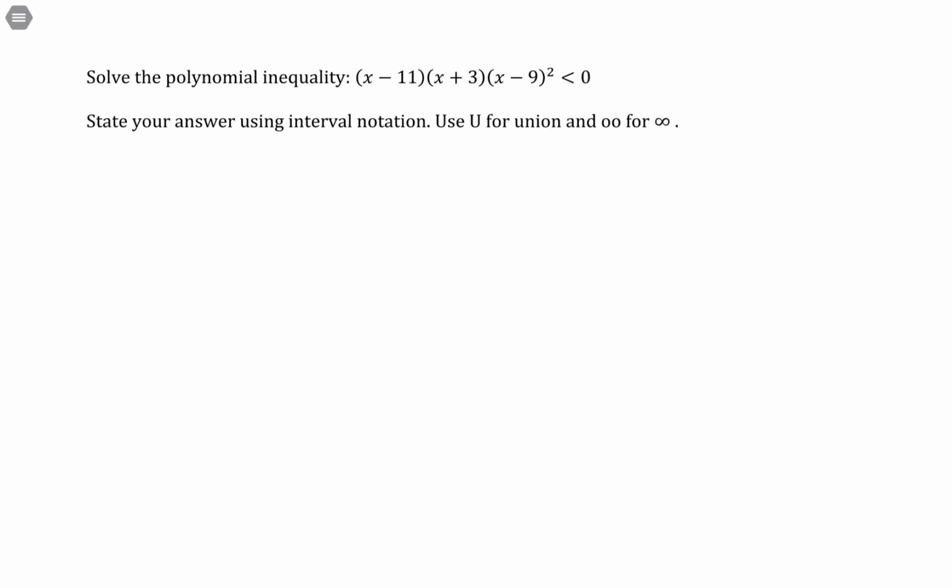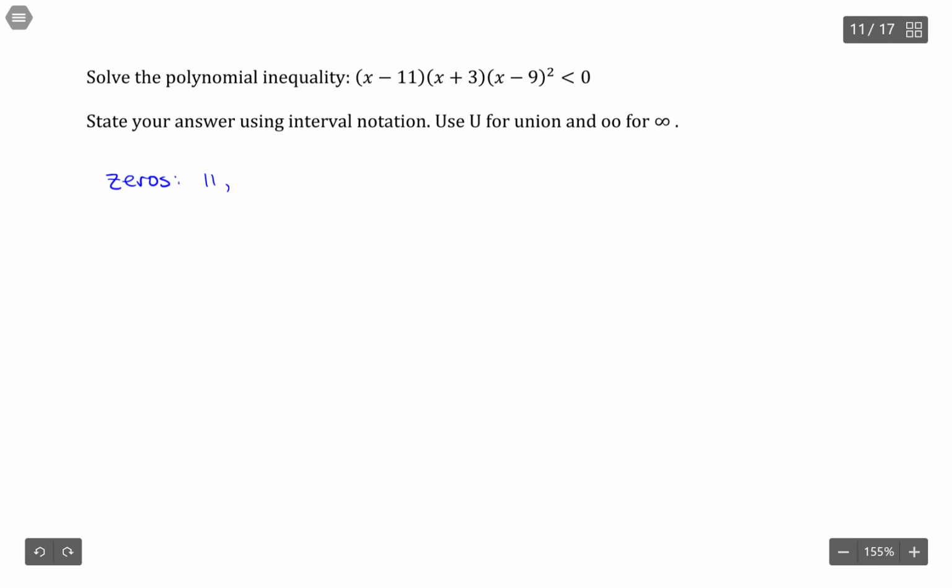Solve the polynomial inequality (x - 11)(x + 3)(x - 9)^2 < 0. So, to do this, the first thing that I need to do is identify the zeros of the polynomial. So I can take each factor, set it to 0, and solve.